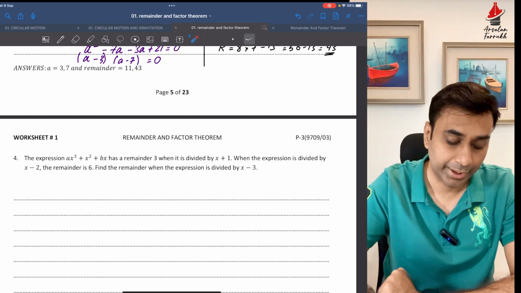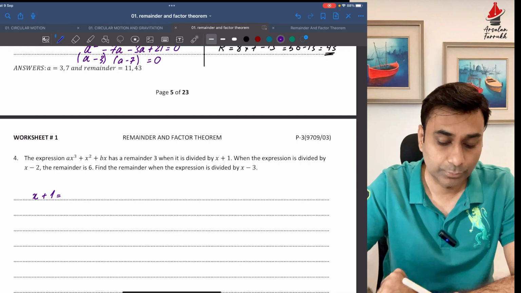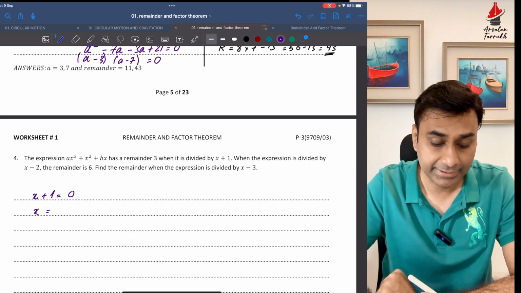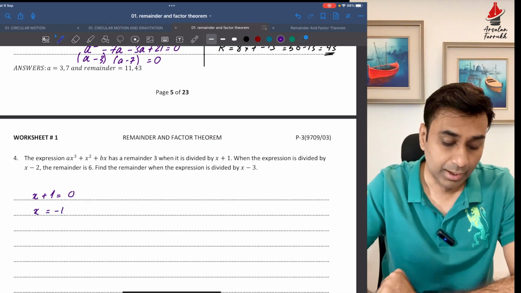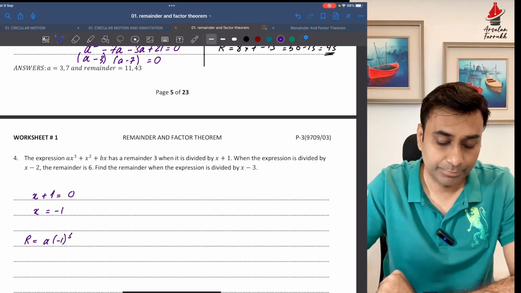Let's have a look at that working. So I'd first of all do x plus 1 equals 0. X is equal to minus 1 because that's my divisor, which is equated to 0. And hence the remainder comes out to be a times minus 1 cube plus minus 1 square plus b times minus 1.